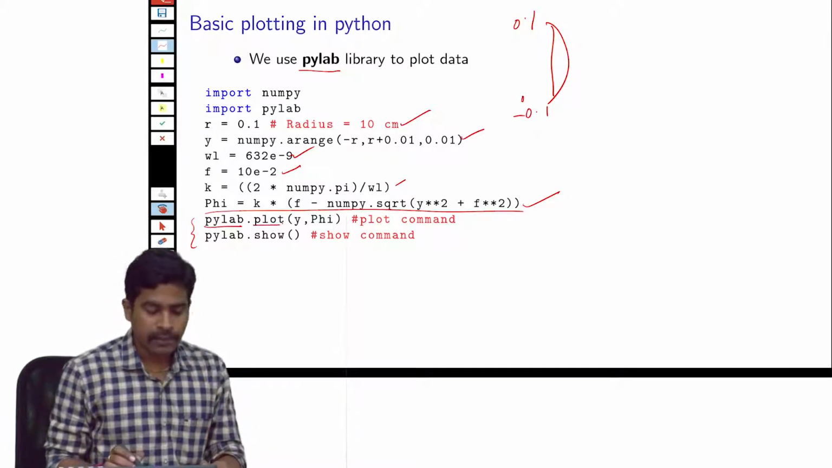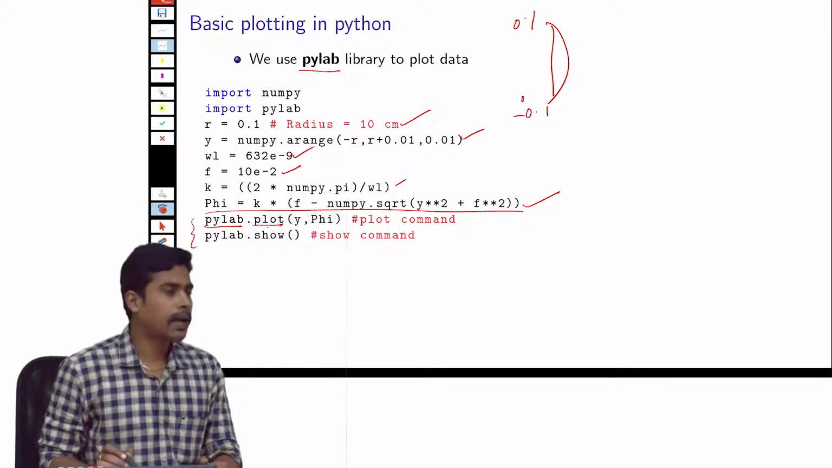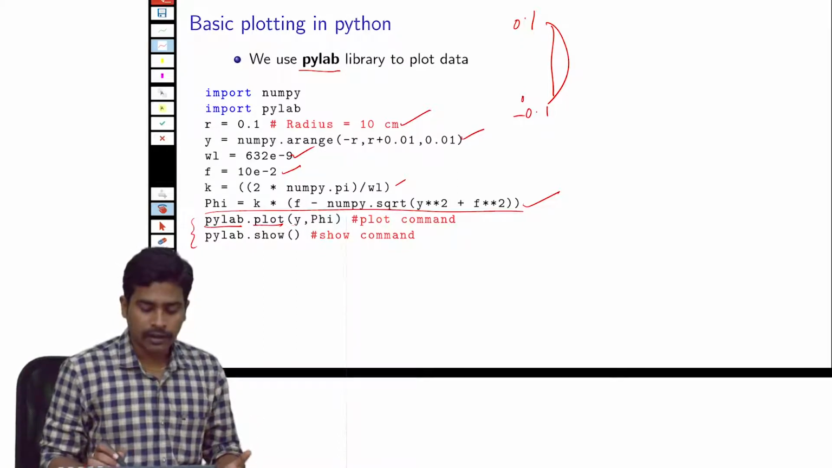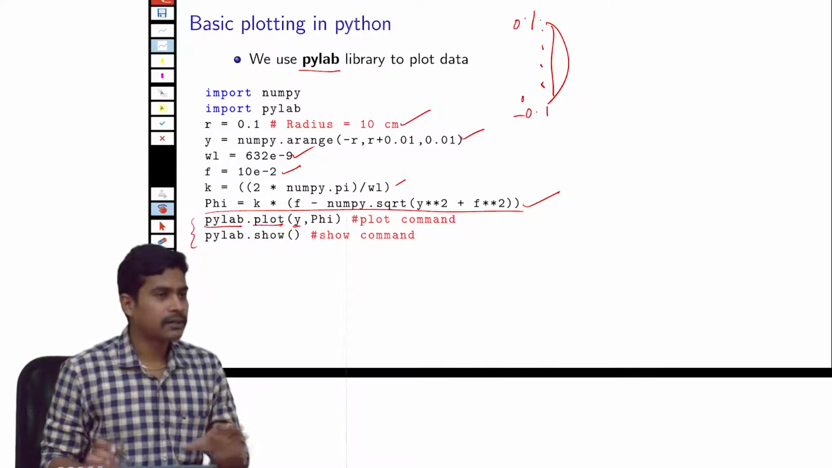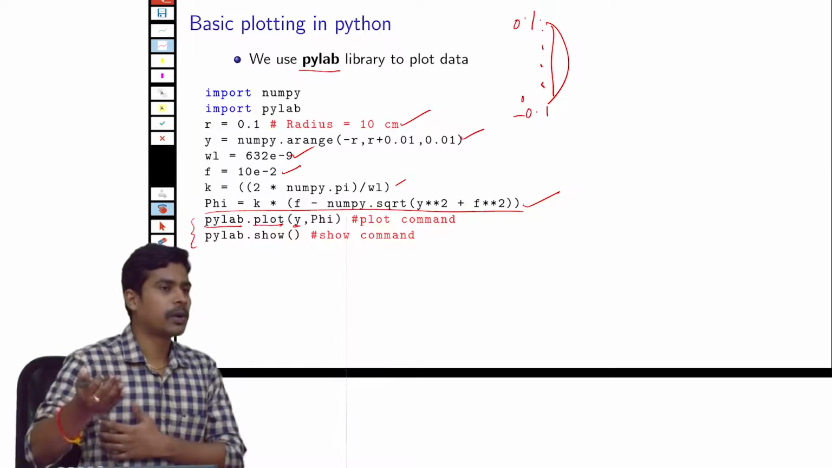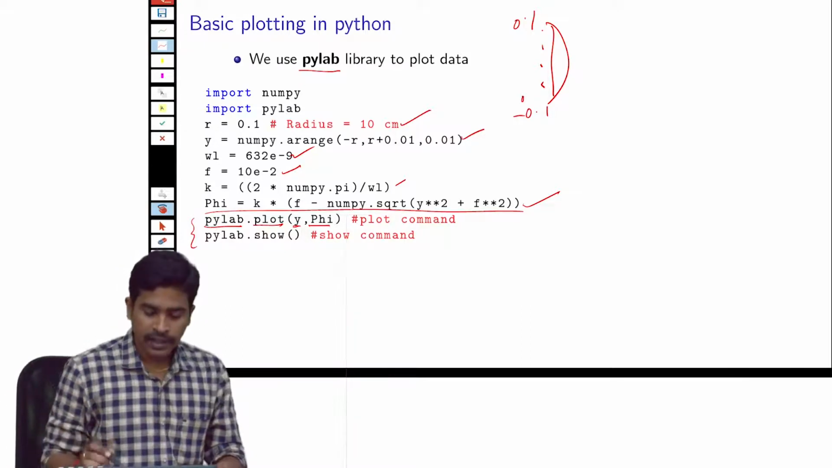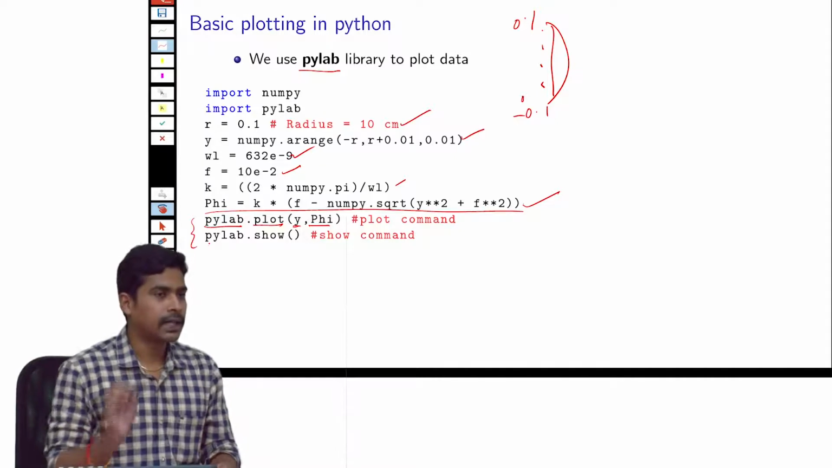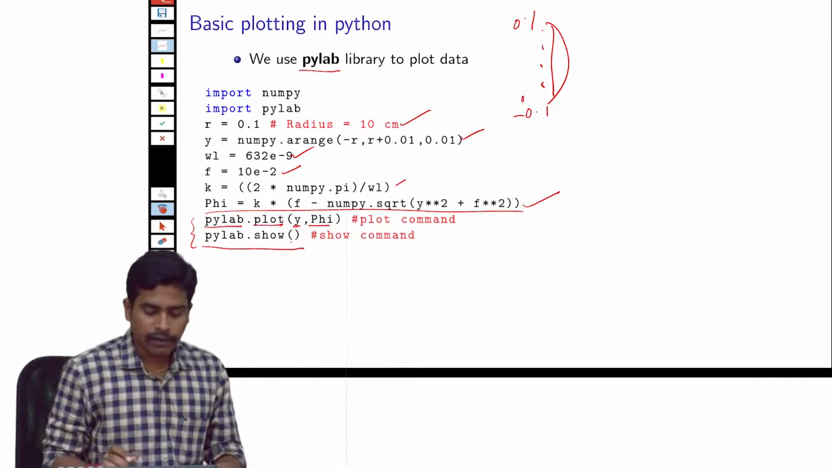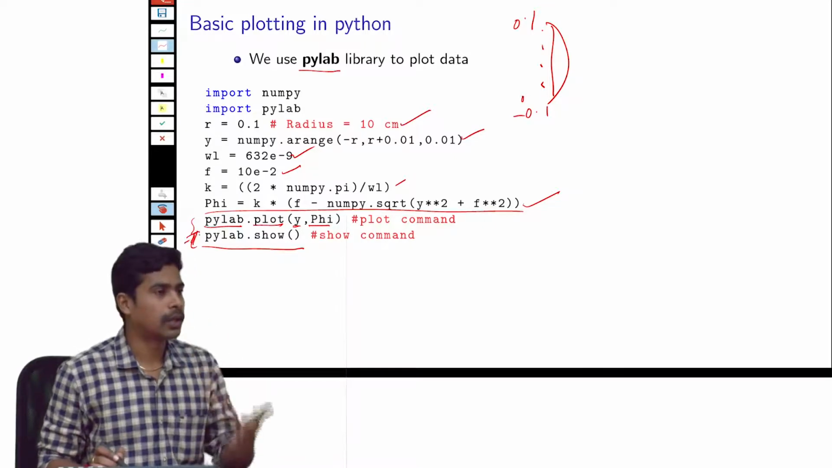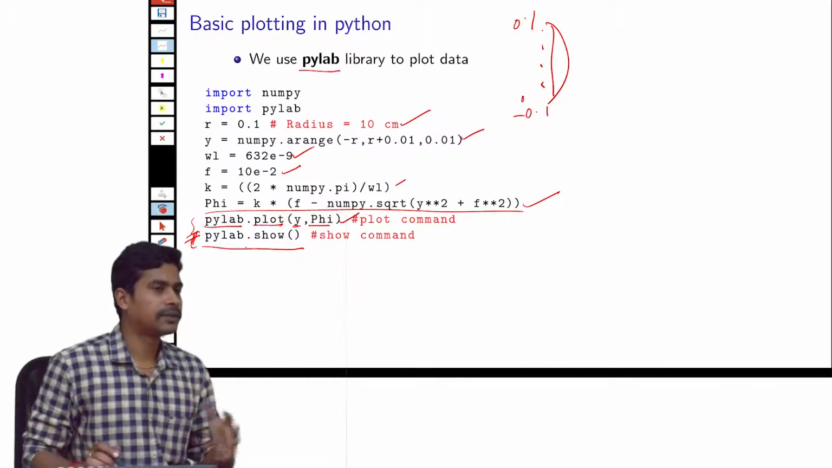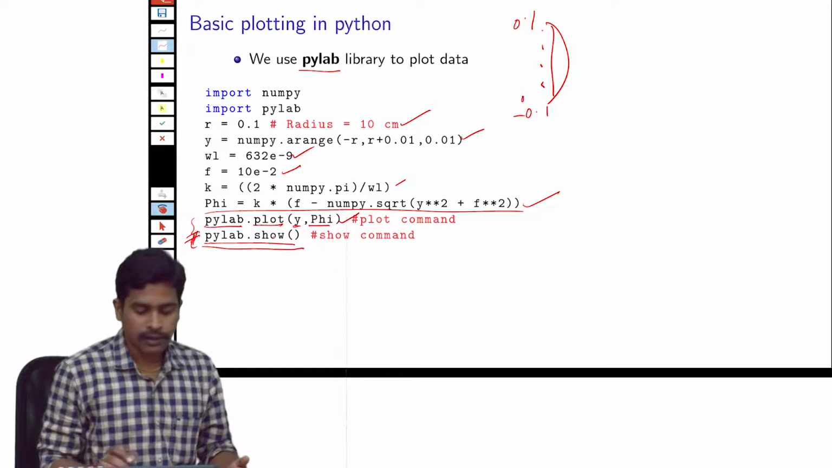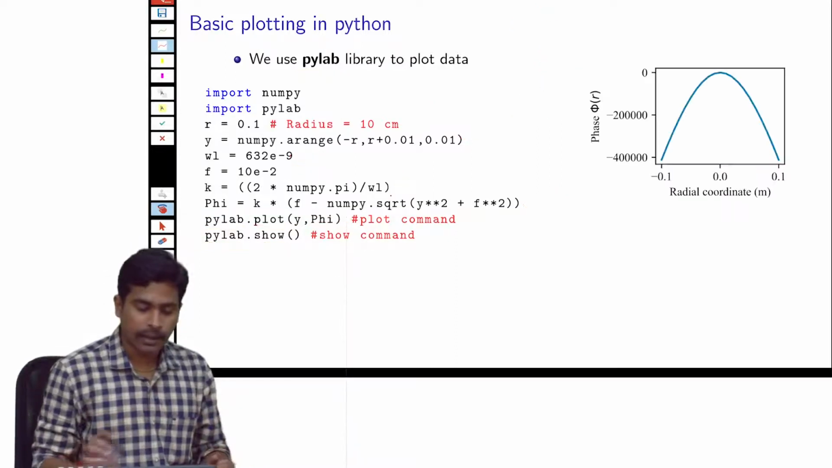Okay, so PyLab is the package that we are using, and plot is the command that will plot the data. For the plot command, we have to give both the x and y coordinates. Here the x coordinate is actually y, because these are the values against which we want to calculate the phase of the lens, and the y values are going to be the phase at that particular location. Finally we have to give the statement pylab.show to show the plot. If you don't write this command, it will execute but it won't give you the plot to visualize. So you always have to write this statement after you use the plot command.